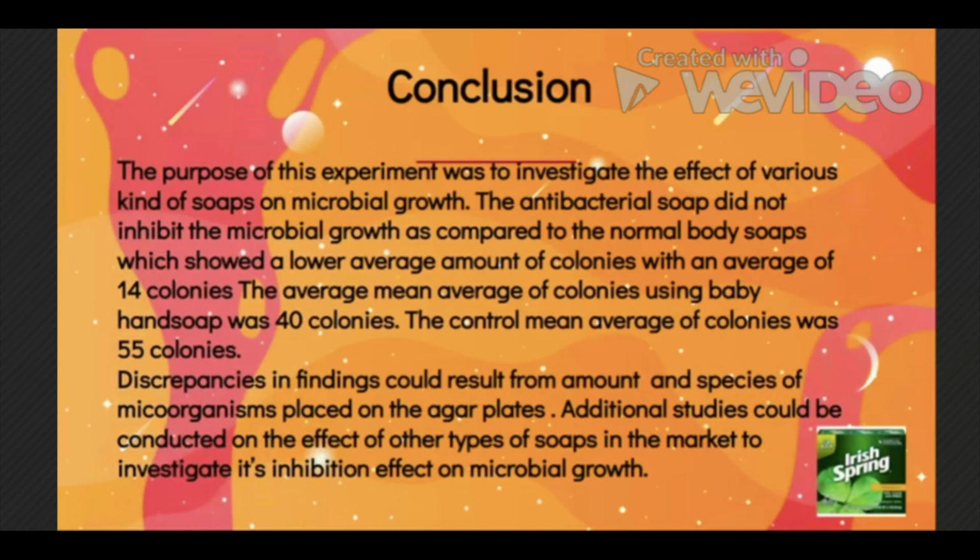Conclusion. The purpose of this experiment was to investigate the effect of various kinds of soaps on microbial growth. The antibacterial soap did not inhibit the microbial growth as compared to the normal body soaps, which showed a lower average amount of colonies with an average of 14 colonies. The mean average of colonies using baby hand soap was 40 colonies. The control mean average of colonies was 55 colonies.